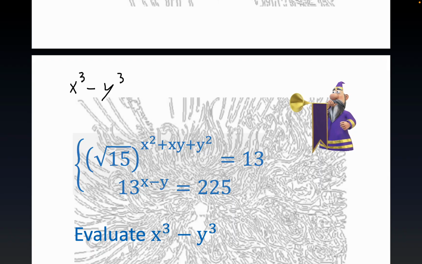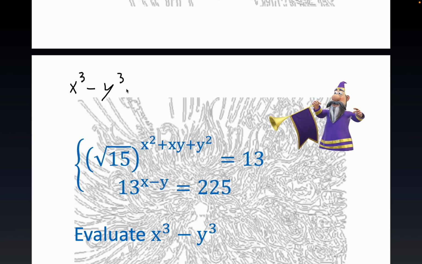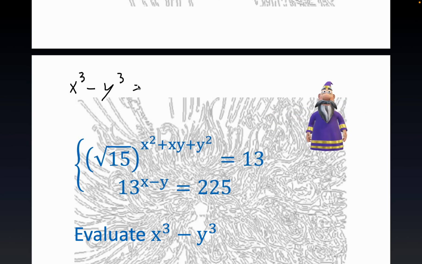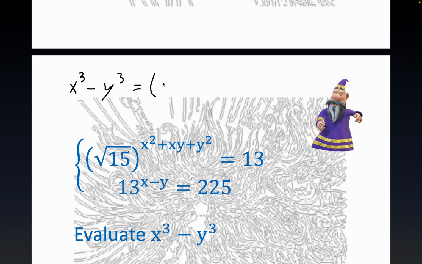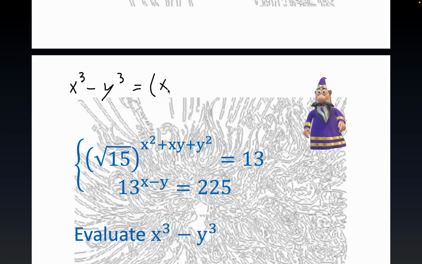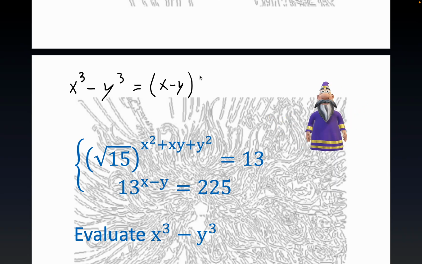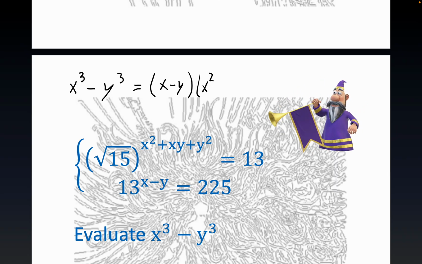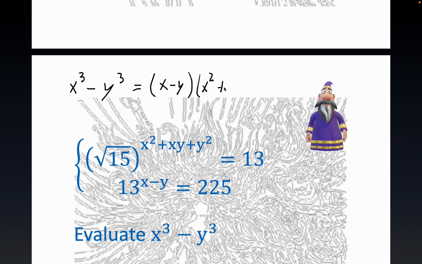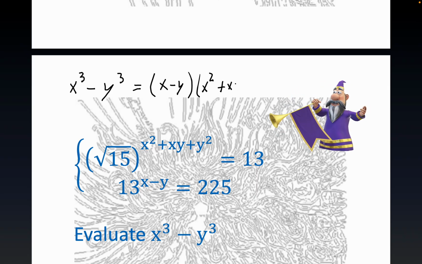And it's kind of amazing. You don't have to solve for x and y. You can get x cubed minus y cubed because you notice the nature of the exponents here. And of course, this super well-known result, the difference of cubes formula: x cubed minus y cubed is equal to the quantity x minus y times x squared plus xy.